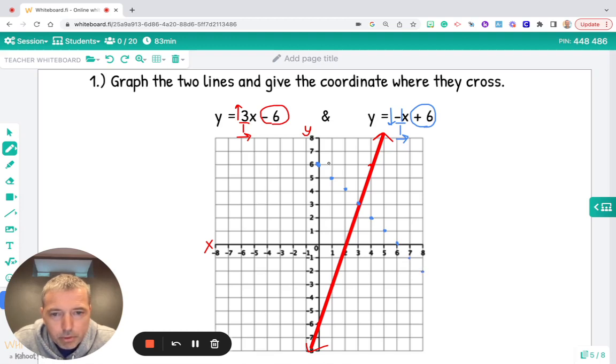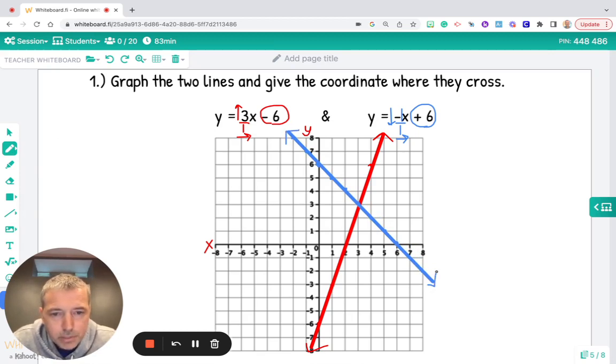Once I run out of room, go back to where you started and do the opposite. Instead of going down 1 and right 1, I'm going to go up 1 and left 1. See how it continues the line a little bit further. I'm going to draw my line through here. So this line is linear, but it has a negative slope.